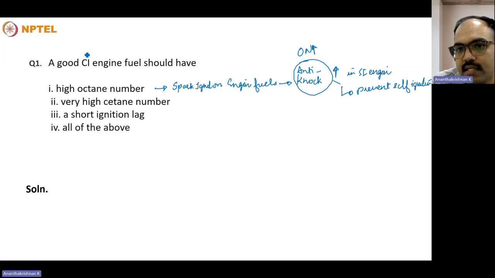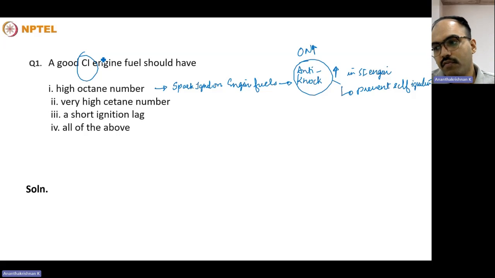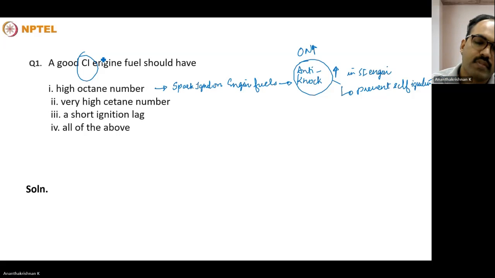But our engine under discussion is a CI engine, that is, a compression ignition engine, where the fuel will get automatically ignited. High pressure fuel will be injected into the compressed air, and the mixing and the compression will result in self-ignition. So a higher octane number means that it will be preventing self-ignition. So this is not at all preferred. So option 1 is wrong.